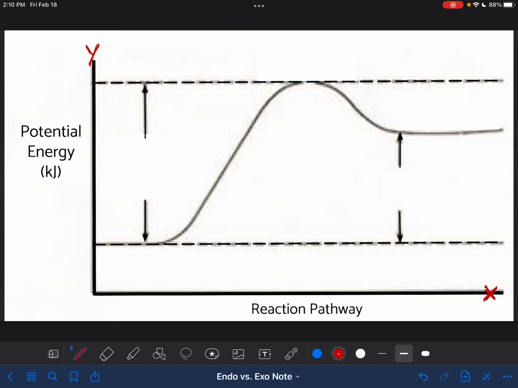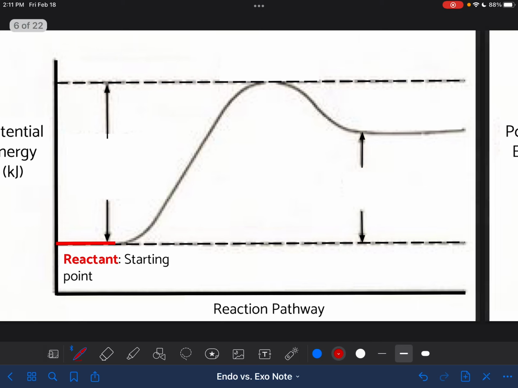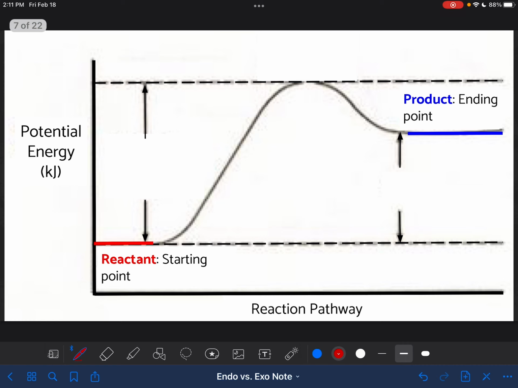The first part of this graph is called the starting point, or the reactant. You've probably heard about reactants from chemical reactions or chemical equations. Reactants are the ones that start up our reaction. Following the starting point, there is always an endpoint called the product.